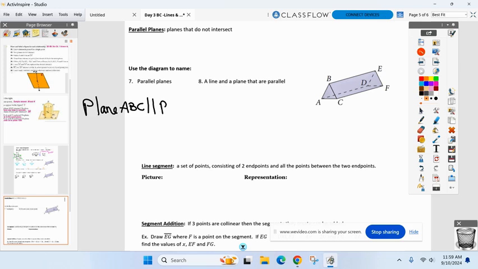And then what other plane in that diagram is parallel to ABC? You gonna finish it, Cameron? DEF. Perfect, DEF.